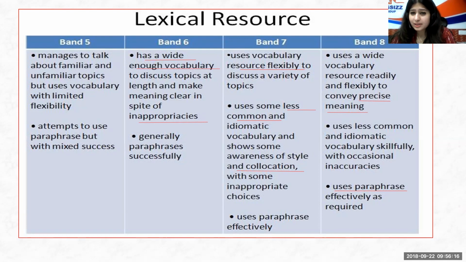Okay, let's go to band 6. When you get a band 6, why are you stuck on a band 6? Okay, has a wide enough vocabulary to discuss topics at length to make the meaning clear. So even for band 6, you need to have clarity in your essay in spite of inappropriacies. Now this inappropriacies is exactly what I was telling you about, using the wrong word at the right place. So if you're supposed to use a noun and you use a verb, this is where you're going to score band 6.